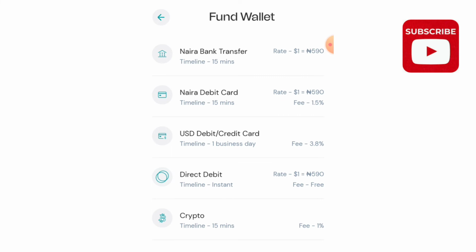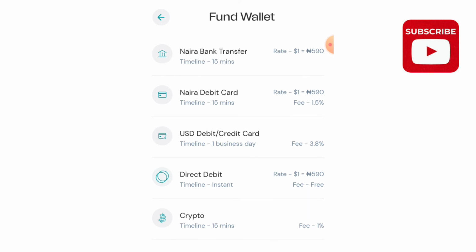Crypto is a 1% charge. Direct debit is free and the rate is $1 to ₦590. If you want to use your dollar card, it is 3.8%. That is very high. That means if you are depositing $1,000, they would deduct 3.8%. Then the Naira debit card, 1.5%, is not bad. I usually use the Naira bank transfer.